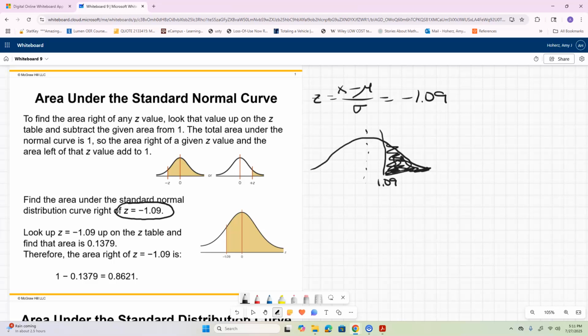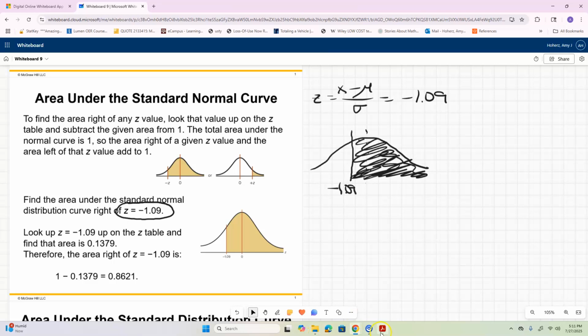But if we go to the chart, remember the chart, oh, I drew that wrong. Hold on a second. It's negative 1.09, so it's on this side. So negative 1.09. Okay, but we still want above that. So it's going to be more than 50% because we're going across the center.